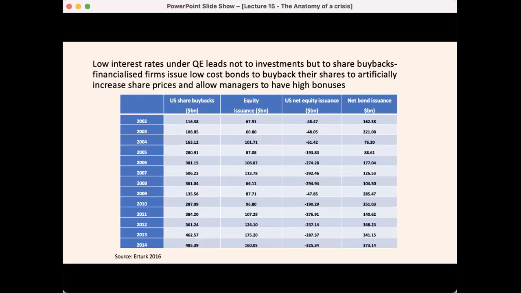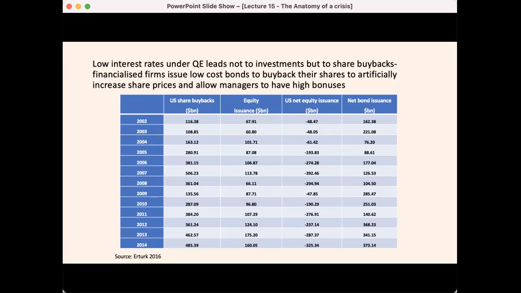But how's it being financed? Bearing in mind that money is cheap, firms are financing their share repurchases by issuing corporate bonds. And if you go to the right-hand side of the chart, you can see that there's a commensurate increase in bonds. The low interest rates under QE lead not to investments, but to share buybacks.